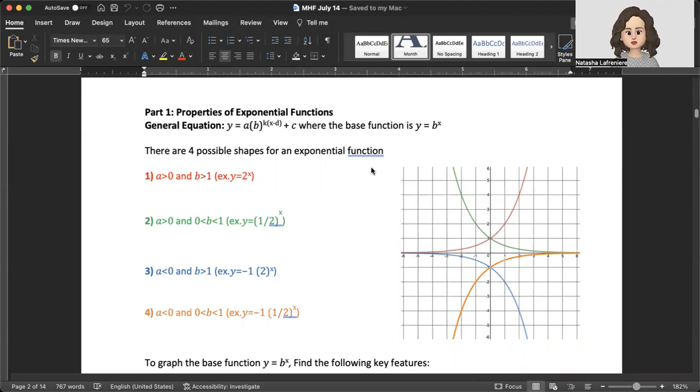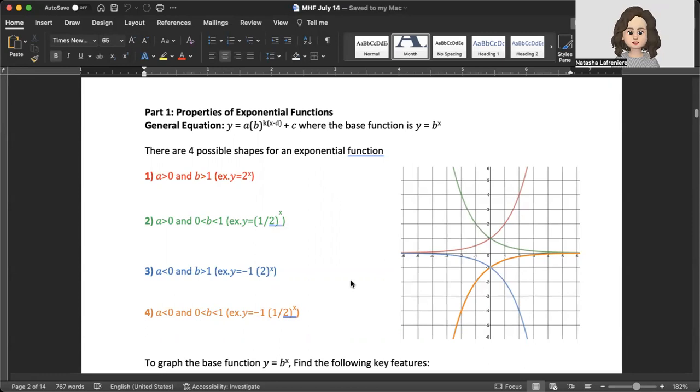So when a is larger than 0 and b is larger than 1, for example, we've got y is equal to 2 to the exponent x. And so this is what your function looks like. So it's all color coded for you. When a is larger than 0, but b is between 0 and 1, so when we've got 1 over 2 to the exponent x, it goes this way.